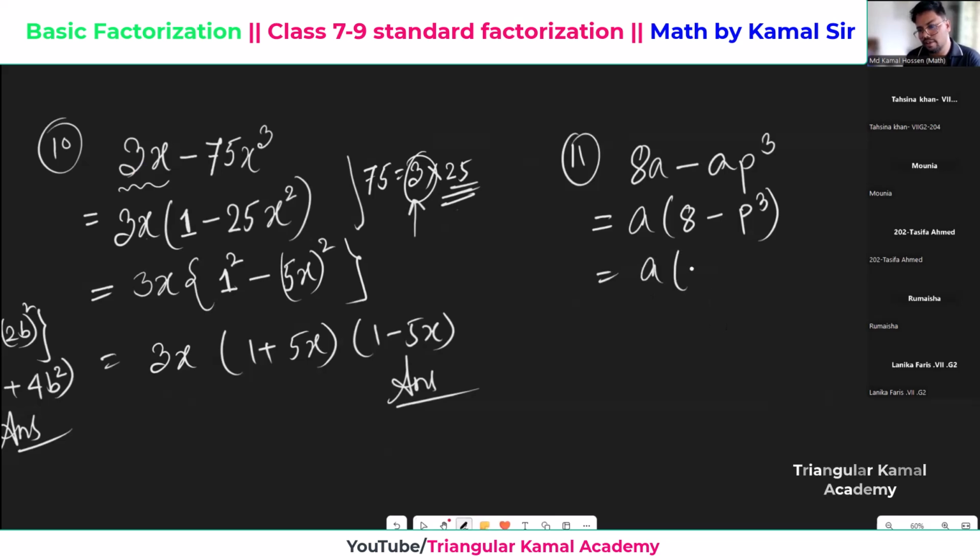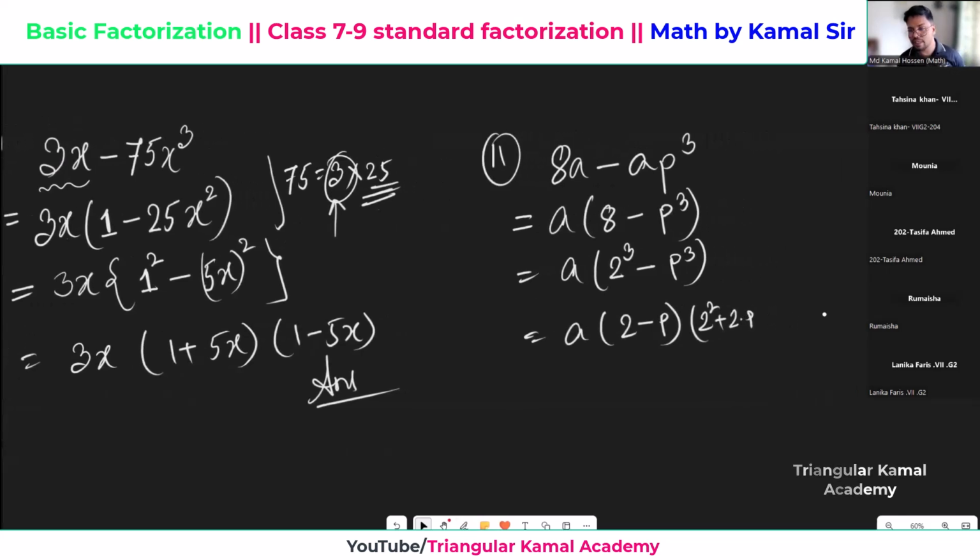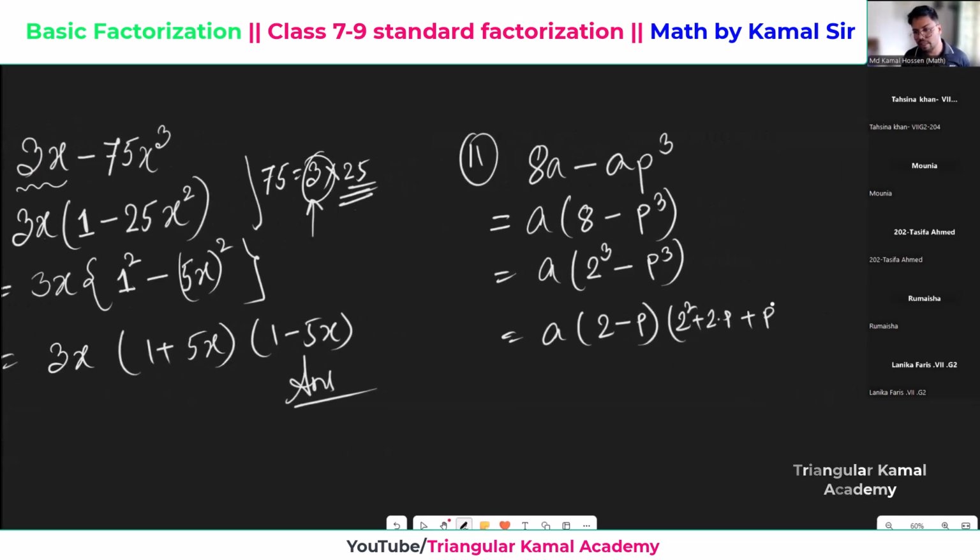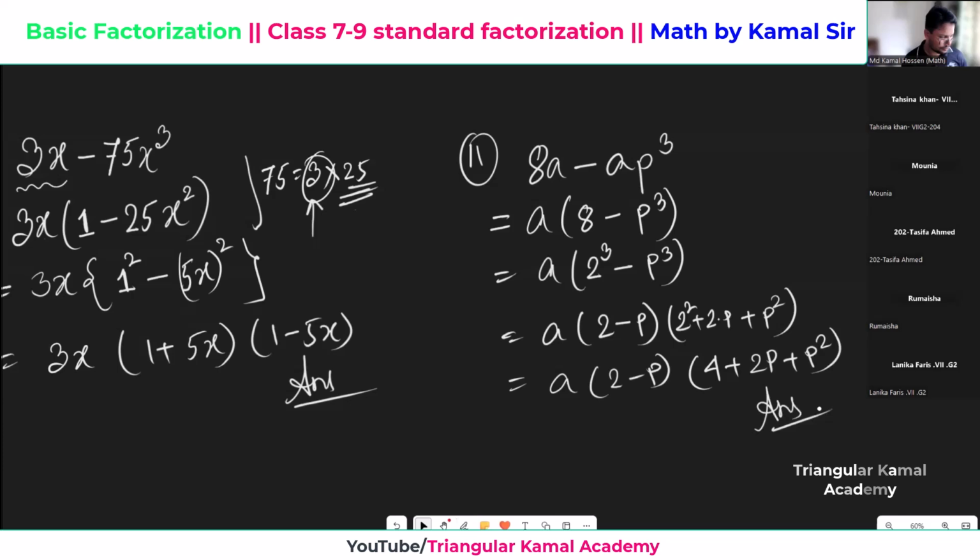a into 2 cube minus p cube. Yes, 2 cube minus p cube. Now here we can apply the formula a cube minus b cube. Thank you so much, Tasifa. 2 minus p and 2 square plus 2 times p plus p square. So here a, 2 minus p, 4 plus twice p plus p square. Okay, this is the answer.